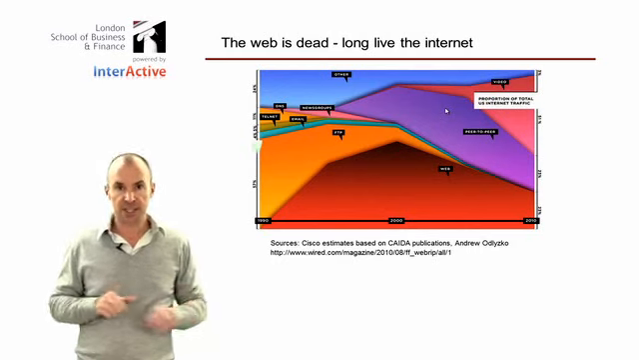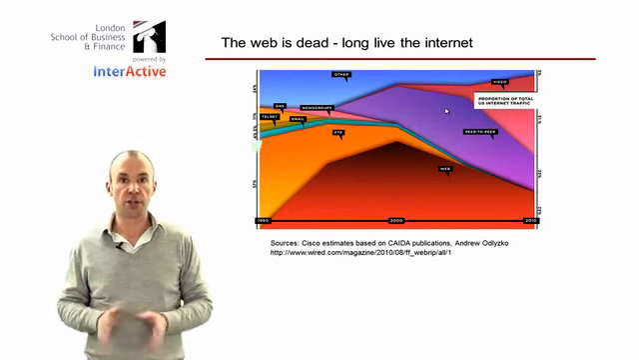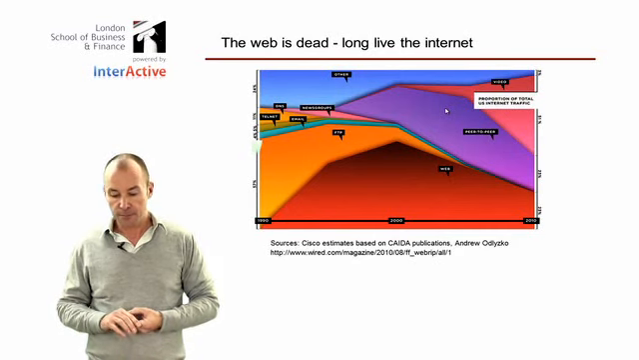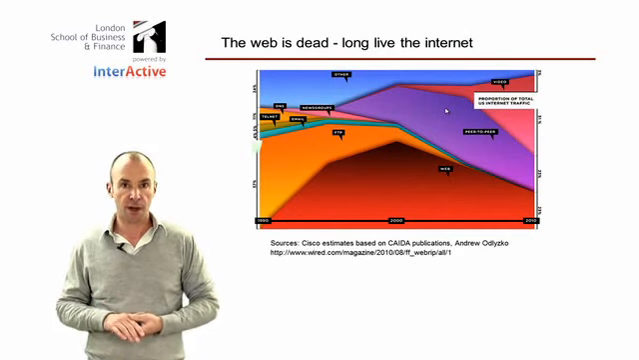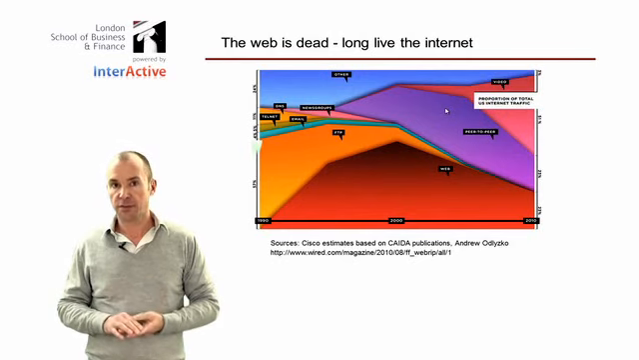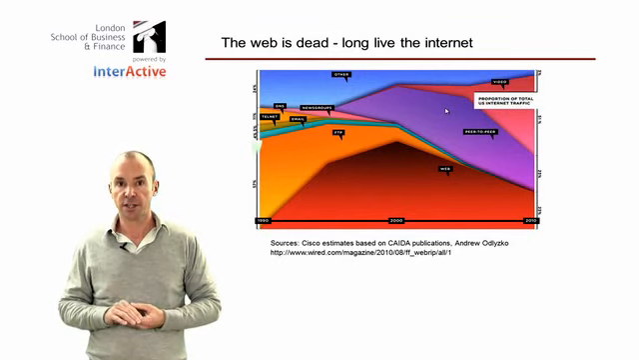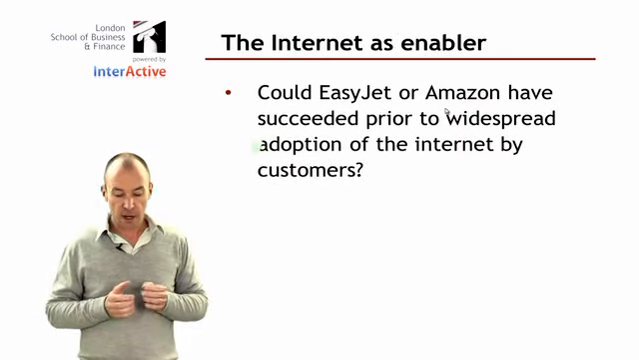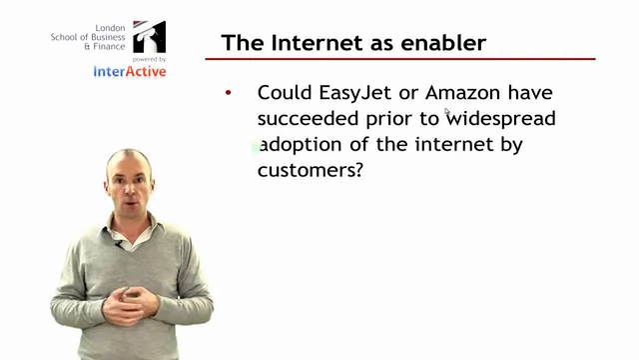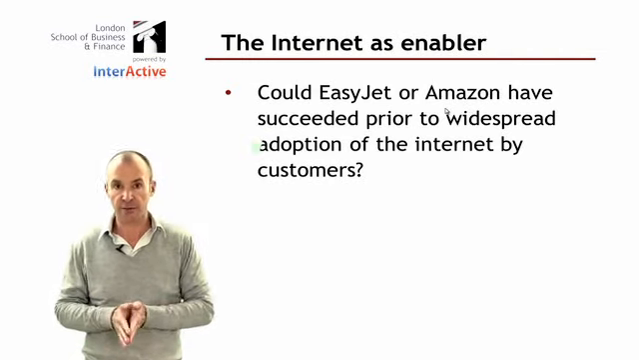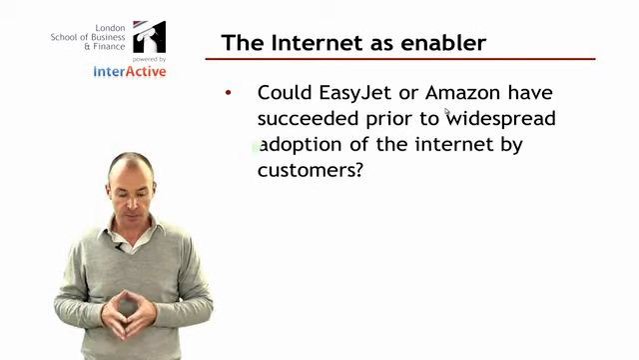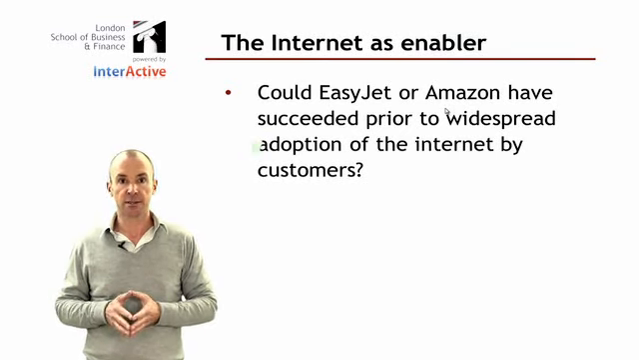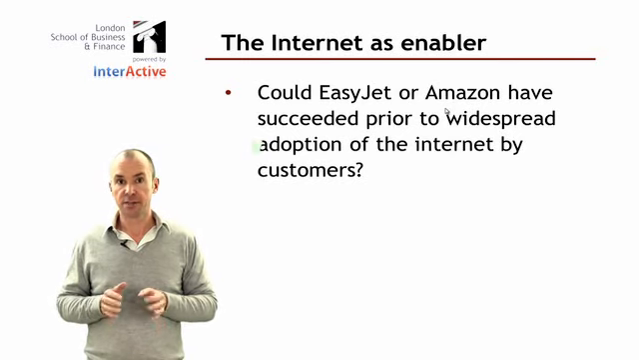Internet usage is still exploding. We are still discovering new ways to use the internet, new online experiences, social media, social marketing, lots of things that we can get involved in as marketeers. The internet has been an enabler. There are a number of businesses around that we're all familiar with. Two examples I've given here, EasyJet and Amazon. They could not run their business without the internet. They are basically web businesses.